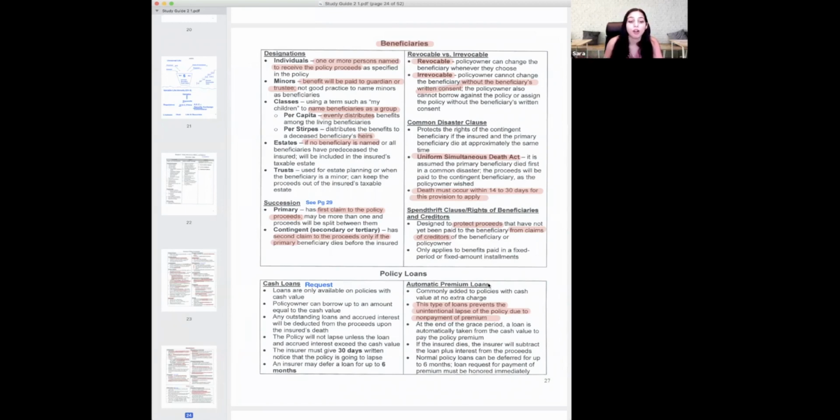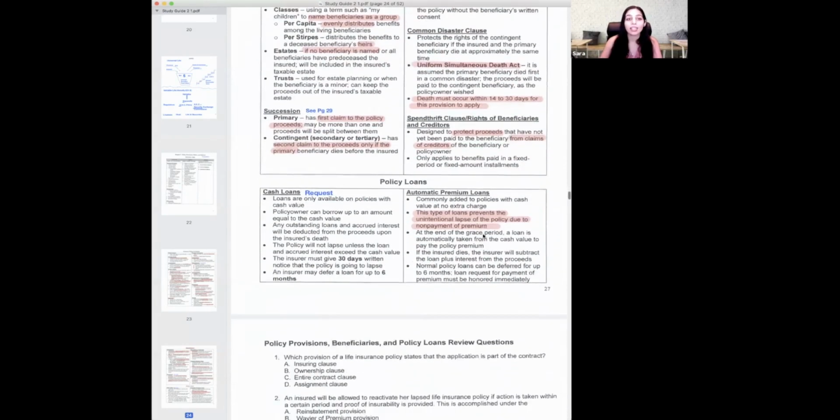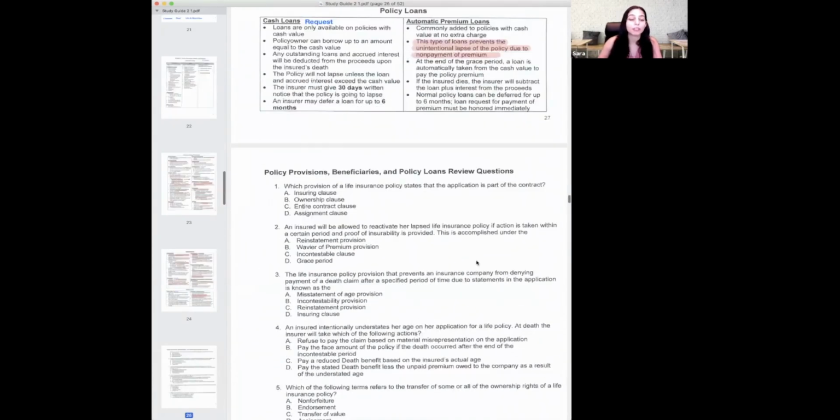So if you see right here, second bullet point, it says that this loan prevents the unintentional lapse of policies due to non-payment of premium. They usually use this as a backup, so that if you don't pay, your policy is still active, not because you missed something. Okay, so that is the end of the first section of chapter 5.